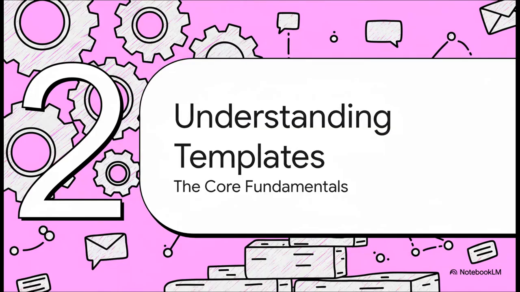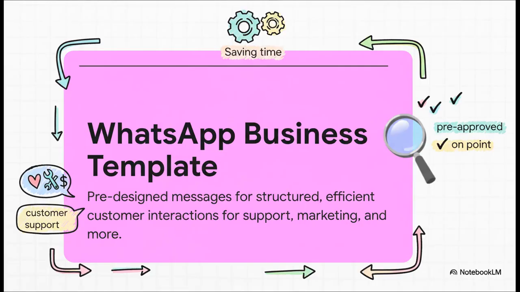Okay, so now that we know why they're so powerful, let's get down to the fundamentals. Before you can start using them, you've got to understand what they are at their core. So what are we really talking about? Well, at their core, WhatsApp business templates are just pre-approved message formats. They let you send these structured, consistent messages for pretty much everything, from marketing campaigns to customer support. It saves a ton of time and makes sure your brand voice is always spot on.